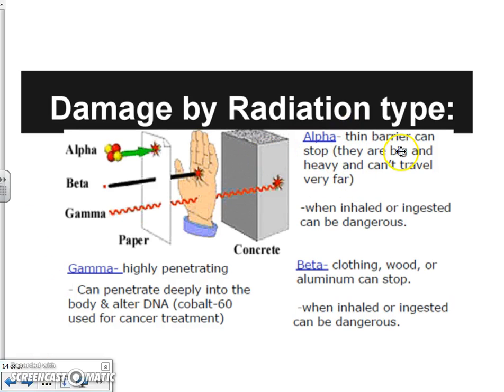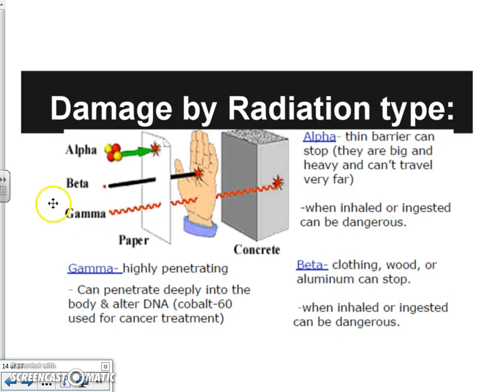All right, damage by type. Alpha is the weakest. It's a big heavy particle, not moving very fast, and can't travel very far. A piece of paper will stop that for you. It's still dangerous when inhaled or ingested. Same thing with beta. Beta moves a little quicker because it's smaller, but some clothing, some wood, or a piece of aluminum foil can stop a beta particle. Again, only dangerous when inhaled or ingested. So if you're walking through a nuclear power plant that just broke, it can be dangerous, but those really aren't the ones we worry about.